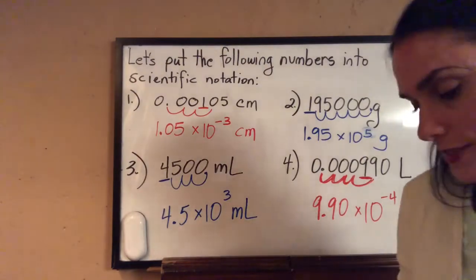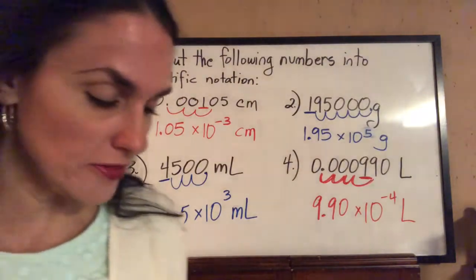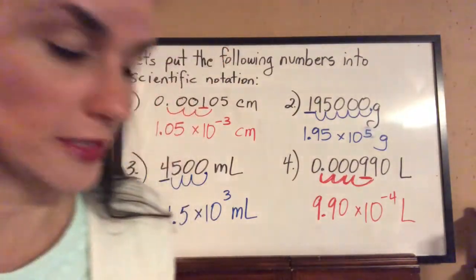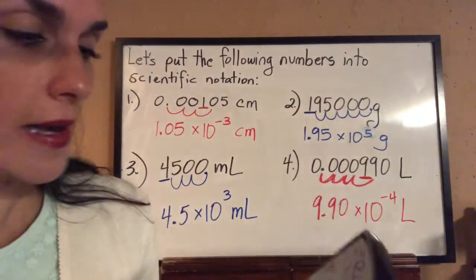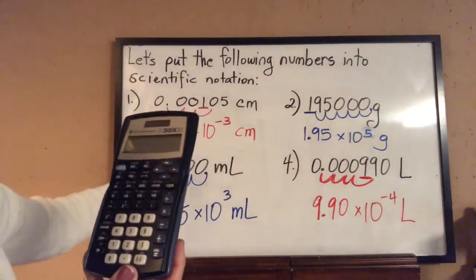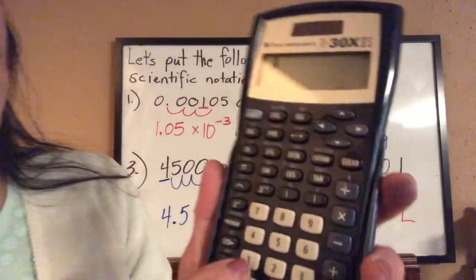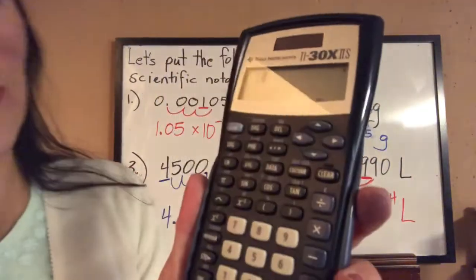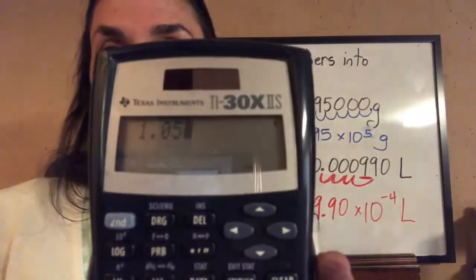On your calculator, you have functions for exponents, for powers of 10, and you could do one of 2 ways. Each calculator is a little bit different with how the exponents are set up. But let's just say I wanted to put this number in my calculator. You could do 1.05. Try to get that glare out of the way.